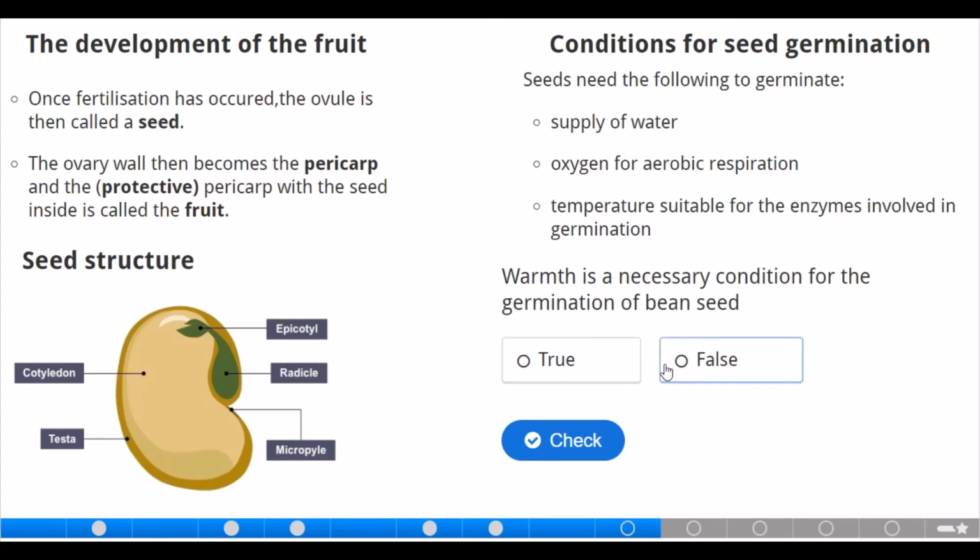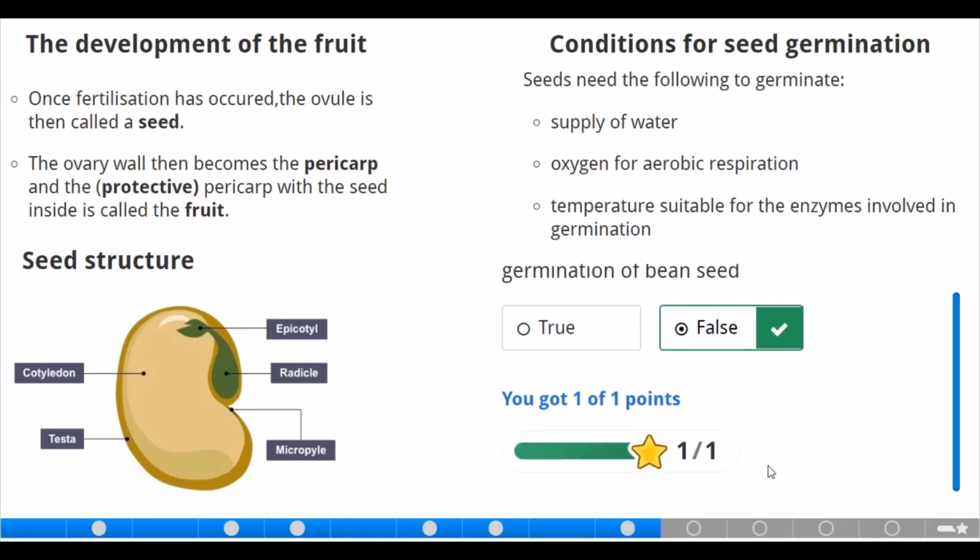True or false? False. Warmth is not a requirement for seed germination, but temperature is.